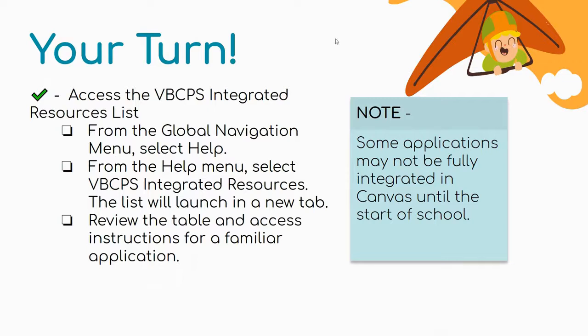All right, so now it's your turn. We want you to access that VBCPS Integrated Resources list to check it out on your own. From that global navigation menu on the left in Canvas, you want to select the Help button. And from there, you want to select VBCPS Integrated Resources, and that list will launch in a new tab. Now's your opportunity to take a look at that table and access instructions for a familiar application.